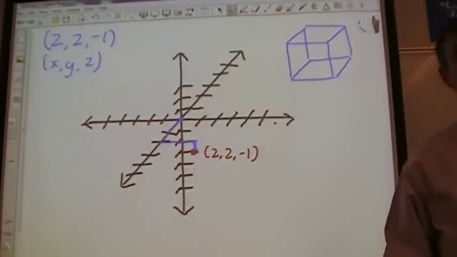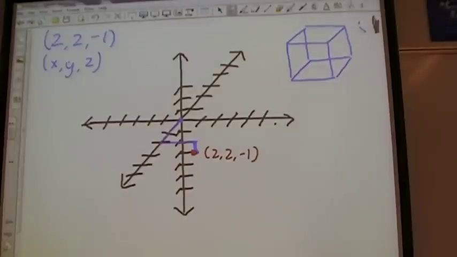So if I told you to describe the location of 2, 2, negative 1, you would say forward 2, right 2, down 1. That's all you would have to say. So for the x-coordinate, it's either forward or backward. For the y, it's left or right. For the z, it's up and down.